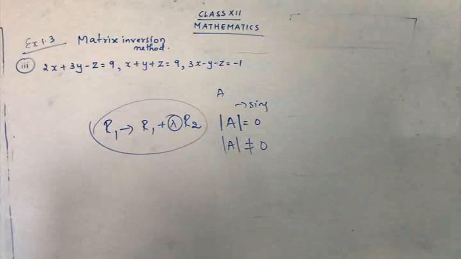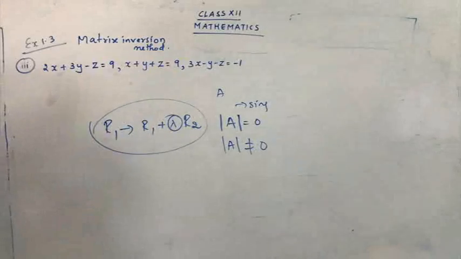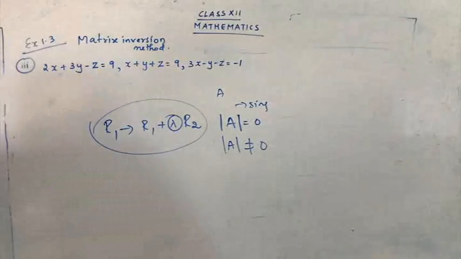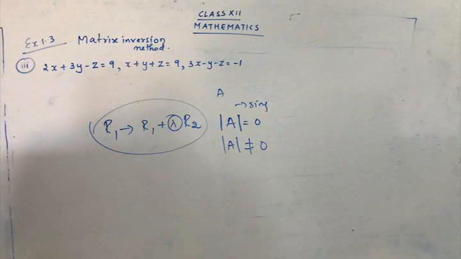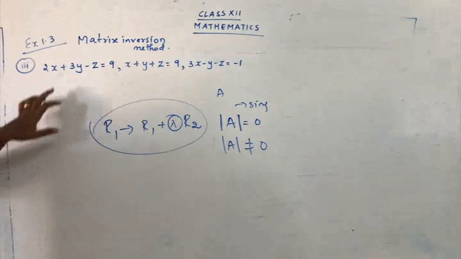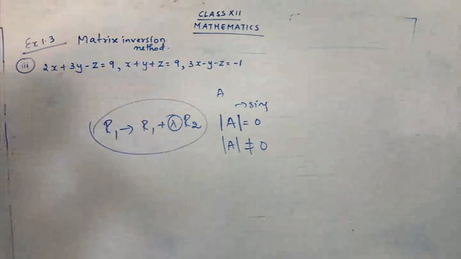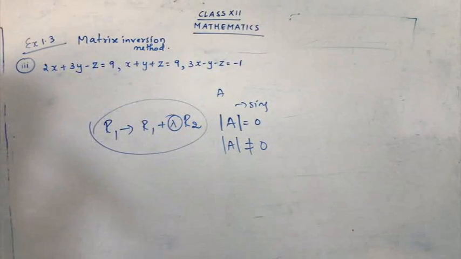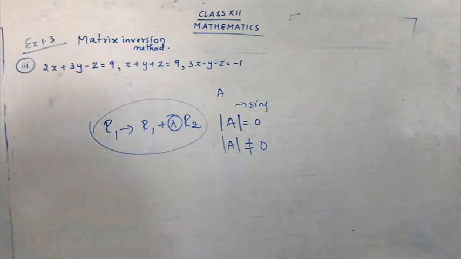And in exercise 1.3, we dealt with a new method that was solving the system of linear equations by matrix inversion method. In our lower classes, we have found the values of the unknown variables using substitution method and so on. Yes, here we are going to use a method called matrix inversion method. So we have done one type of sum, that is we have solved the sum of 2 by 2 matrices. So now we are going to deal with 3 by 3 matrix. So let's start our sum.